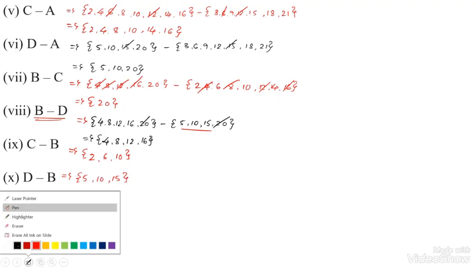I have to check here. The common elements between these two sets are 20 only. Therefore, D minus B means the elements which are left in D are 5, 10, 15. Okay. Next question.